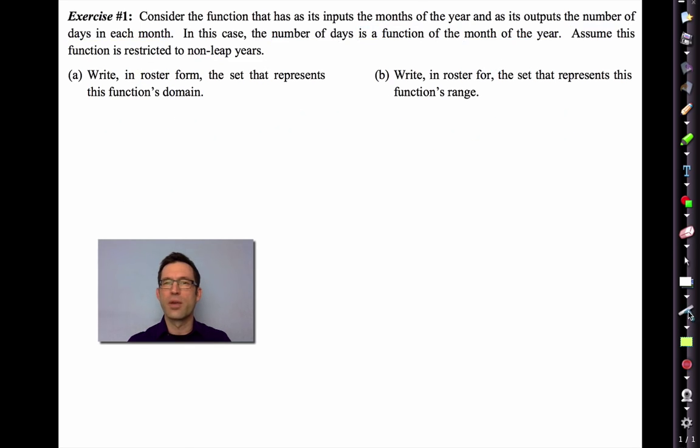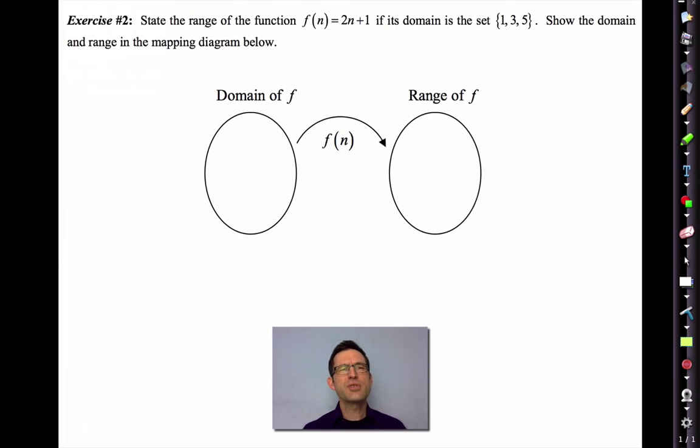Okay, here we go. Exercise 2, it says state the range of the function f of n equals 2n plus 1 if its domain is the set 1, 3, 5. Show the domain and range in the mapping diagram below.